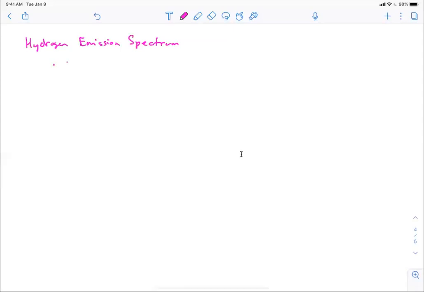Okay. The hydrogen emission spectrum. I feel like it's probably something that we go through very, very quickly and we don't really talk in detail about. But the hydrogen emission spectrum does a bunch of things. One, it discusses that electrons emit photons.